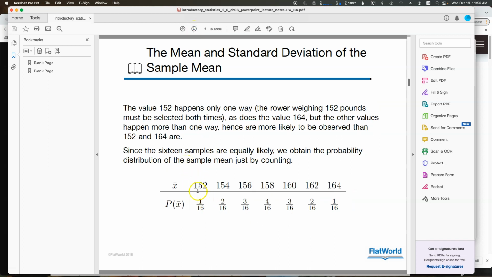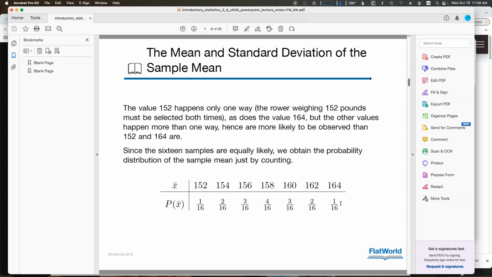So if we just created a new table and we organized all those mean values, we would see that out of the 16, there was one that had a mean score of 152. That was the very first one. There were 2 that had a mean value of 154, 3 that had a mean value of 156, and so on and so forth. These add up to 1. All of them exist here. But now you should get a sense of the frequency distribution within this.